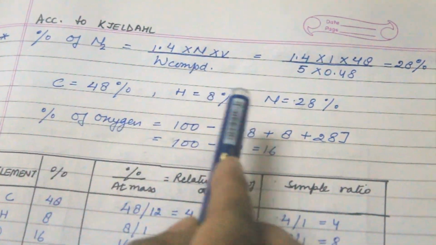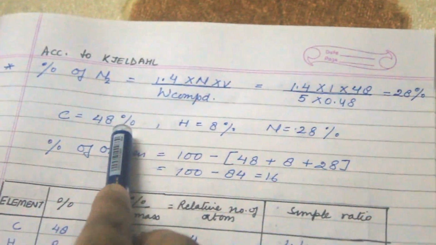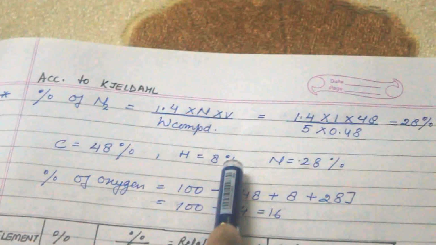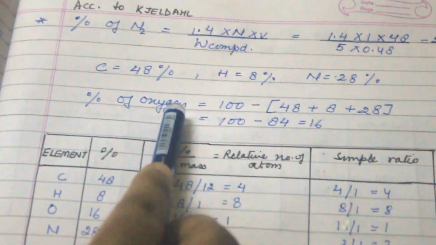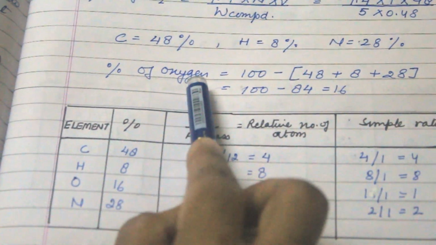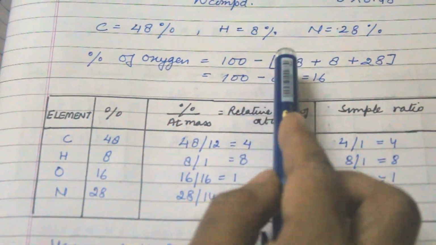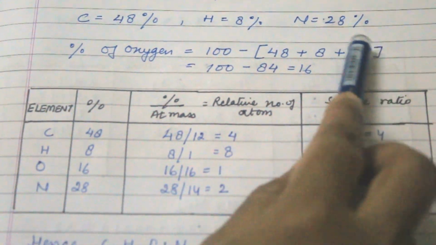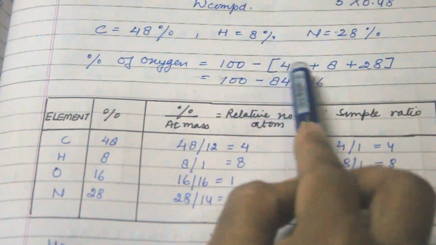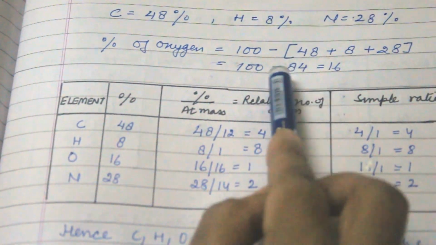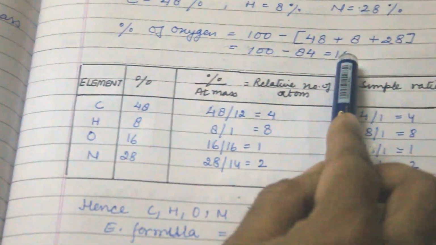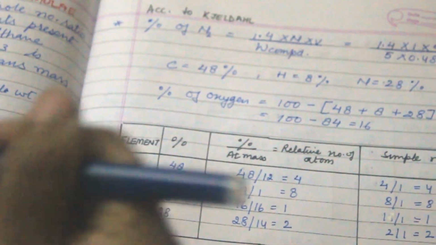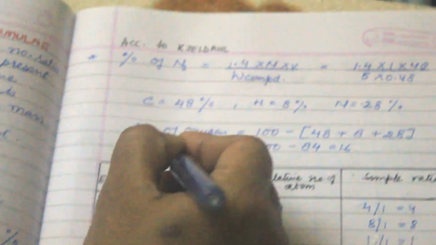So now we have carbon 48%, hydrogen 8% and nitrogen 28%. And we have to find out the percentage of oxygen. So the formula is 100 minus C, H and N. We just add all these three digits and we have 84. When we subtract 84 from 100, we get 16. So the percentage of oxygen is 16.